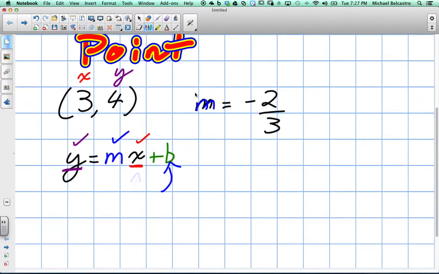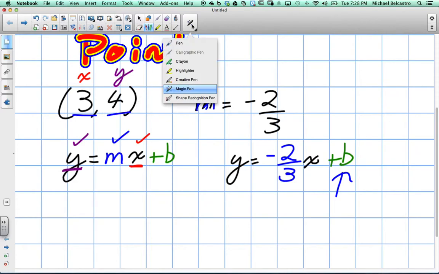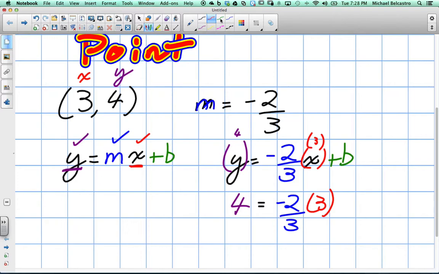So let's plug in our m to start. We know that our equation of a line will read y is equal to negative 2 over 3 x plus b. Now, what we'll be looking for in this question is b. We don't know the y-intercept, but we do have an x and a y coordinate. So we're going to replace y with our value of 4, and replace x with our value of 3. So when I plug that in, we'll have 4 is equal to negative 2 over 3 times 3 for the value of x, plus b.